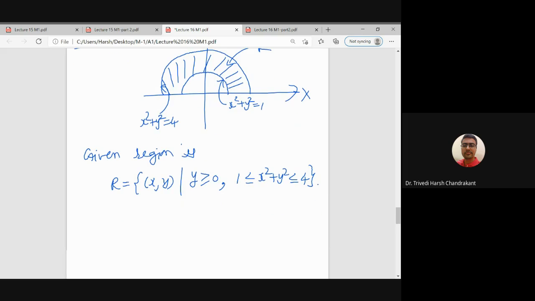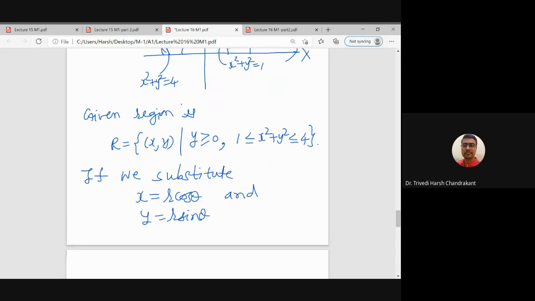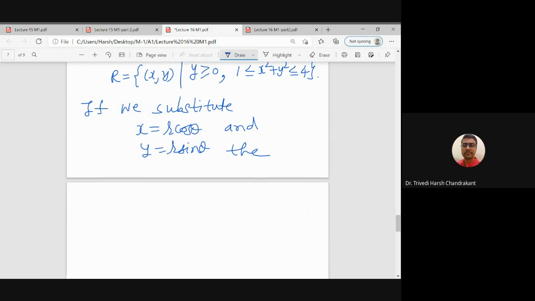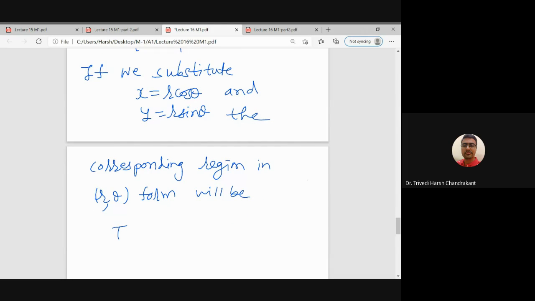So if we change these integrals, if we substitute x equals r cos theta and y equals r sin theta, the corresponding region in r theta form, in the r theta plane, the new region will be denoted by T.